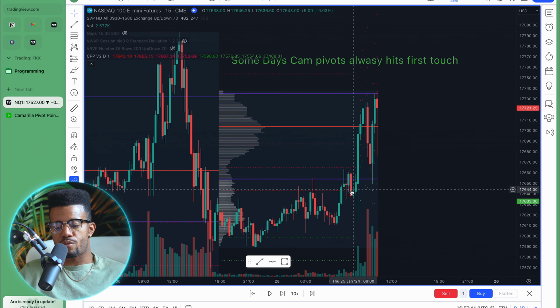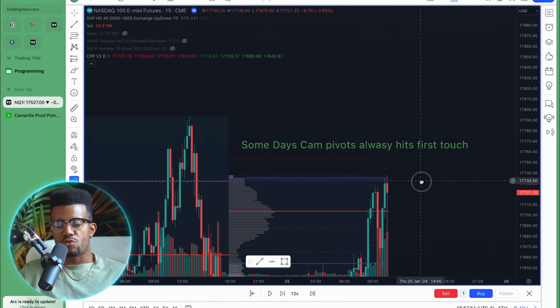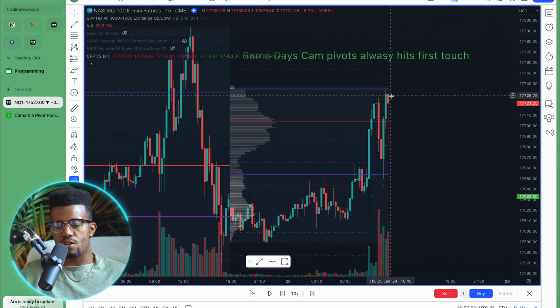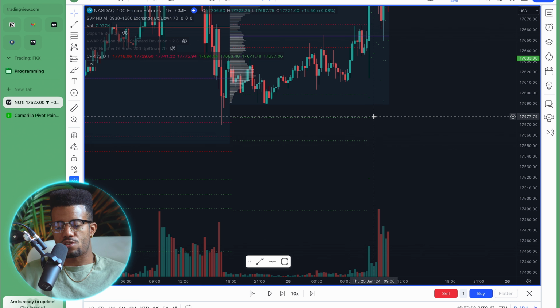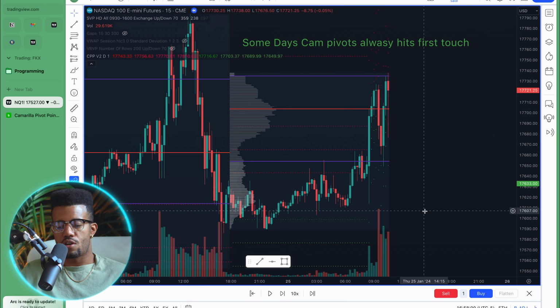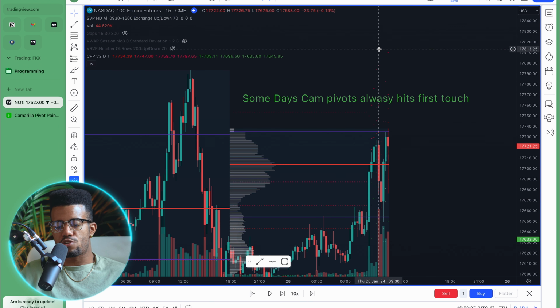So early morning, we were playing around with this level. We respected it. We cracked it on the way down, bounced, and we're cracking these levels up here. So I'm not really too keen to take a first touch unless it's this level down here or this level down here. This level right here, I'm very cautious because we're so close to it. We're coming up to the VAL that we might just blow through it, right? And that's how you have to think about these levels.